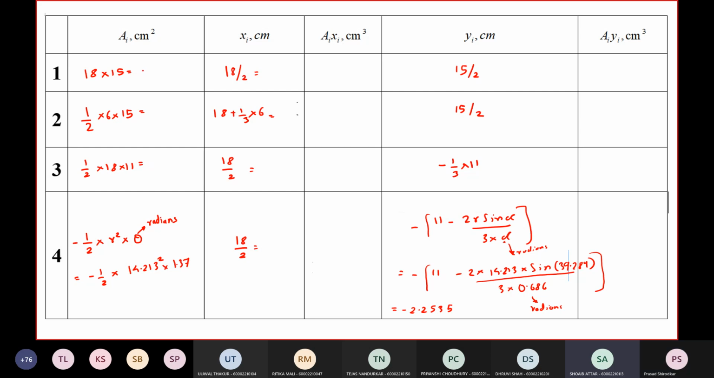First is 270, second is 45, third is 99, and fourth is 68.68. No, you have not taken it correctly. See, I told you that theta is 2 times alpha. You have taken it as alpha, that is why you are getting this. So multiply it by 2. Okay, sir.